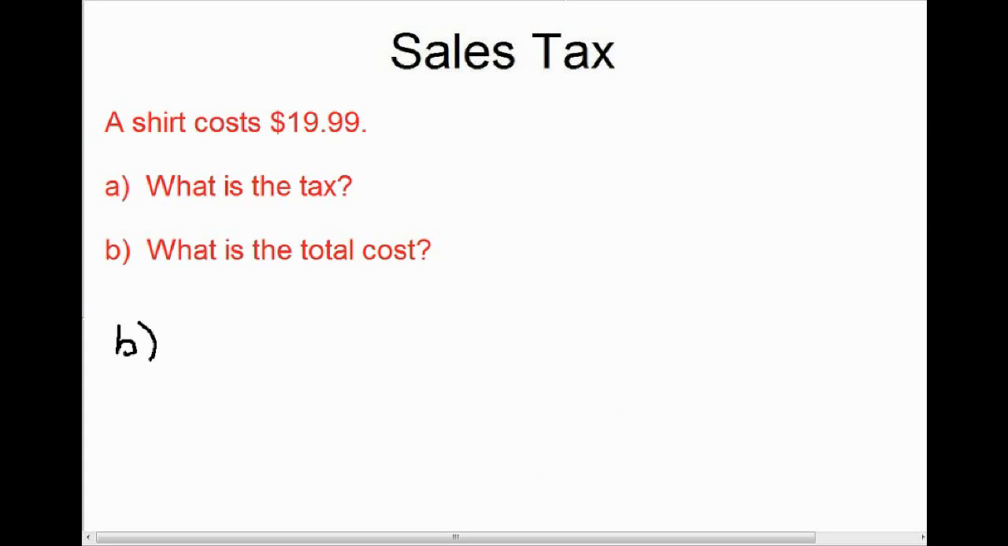So to calculate the total cost, we have to take the original price, which is $19.99, and add the tax. So our tax was $2.60. So the total purchase price here is $22.59.